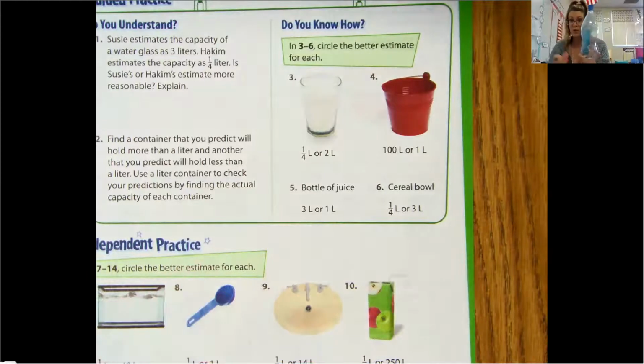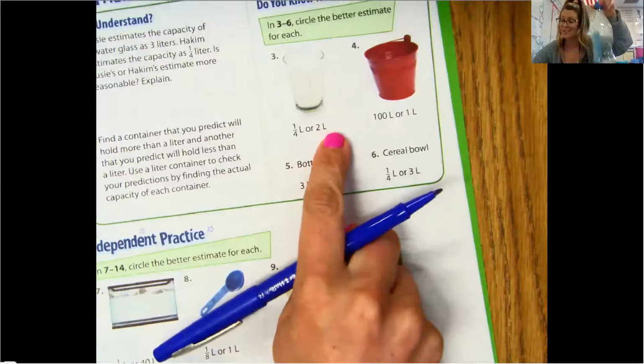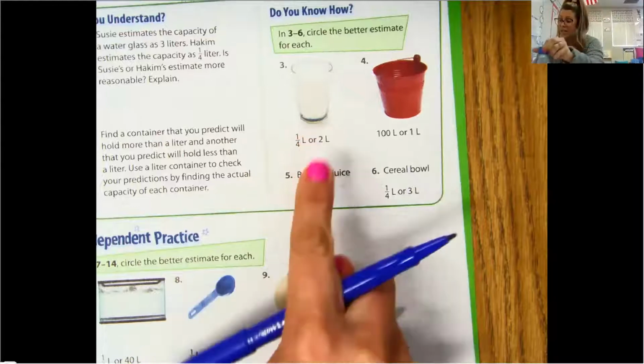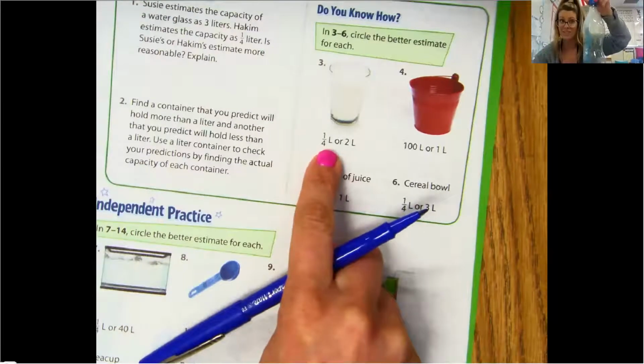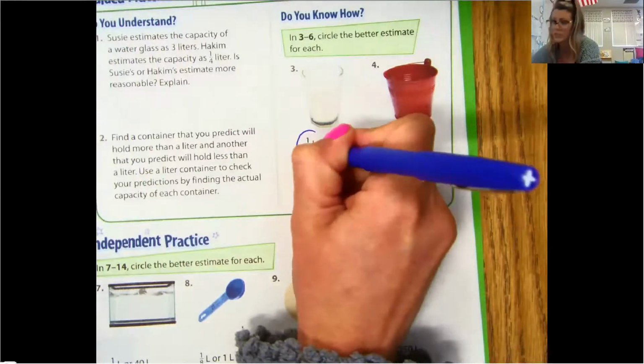2 liters would be, we would pour it, and then we'd have to get another one and pour it. Which one do you think makes more sense? Take a minute and think about that. So right here, or 2 of these, just a regular glass of milk. Well, 2 liters is a lot. 1 glass of milk is not going to fill 2 liters. It wouldn't even fill one of these, okay? So 1/4 liter would be the correct answer for that one.